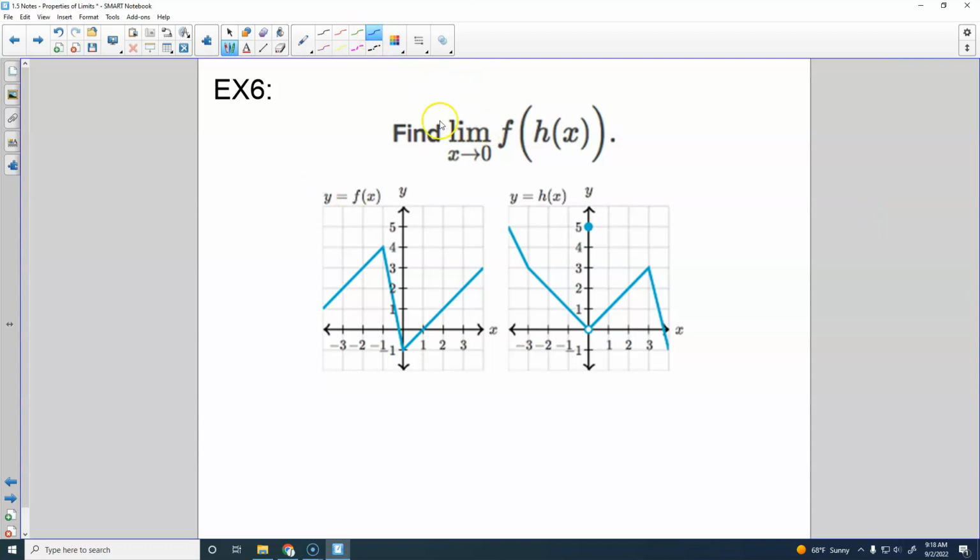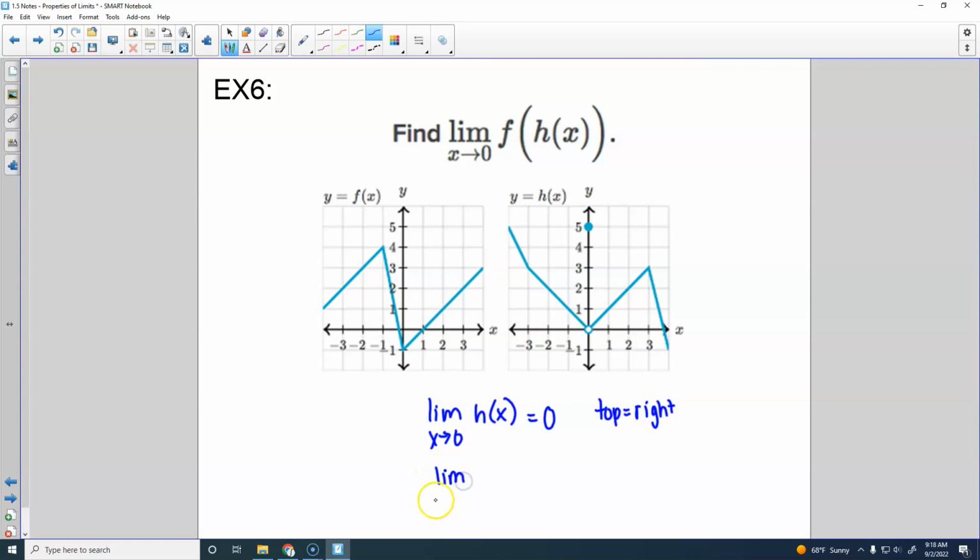So if we look at this one, we're doing the limit as x approaches 0 of f of h of x. So we would look at limit as x approaches 0 of h of x first. H of x is the second graph. What value do we approach here? 0. So this is going to equal 0. Are we approaching it from the top, from the bottom, or from both sides? Okay. We are approaching it from the top. So top is going to equal the right. It actually doesn't end up mattering on this problem.